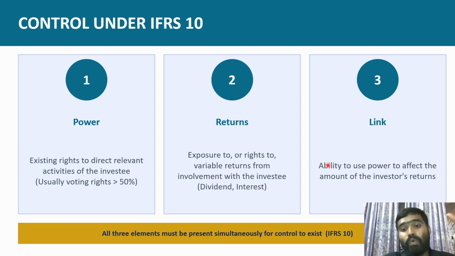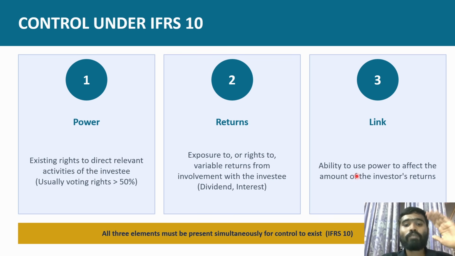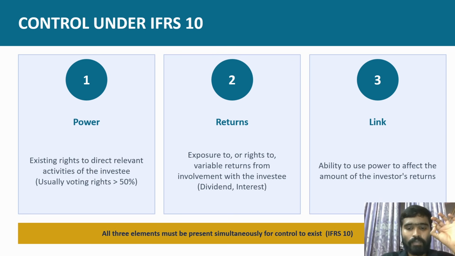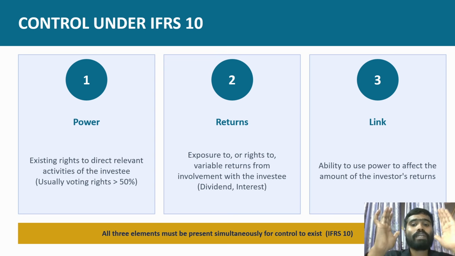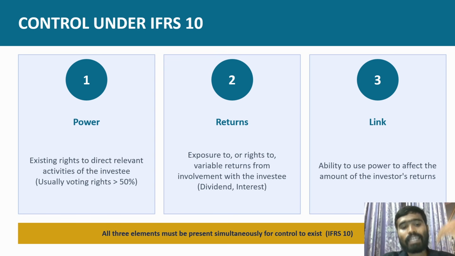Then the link: how I am able to use the power. Whether I have a larger number of board of directors, whether I am changing the decisions of the company. This will differ from case to case. As far as companies are concerned, usually we will see how much voting rights we have. If we have voting rights of more than 50%, automatically a relationship of parent and subsidiary is established. And once we have more shareholding, automatically decisions will be taken by us.